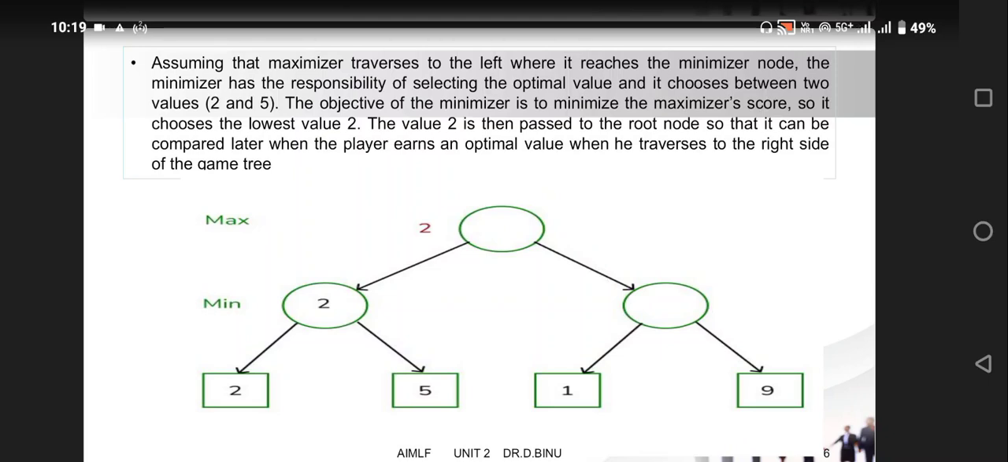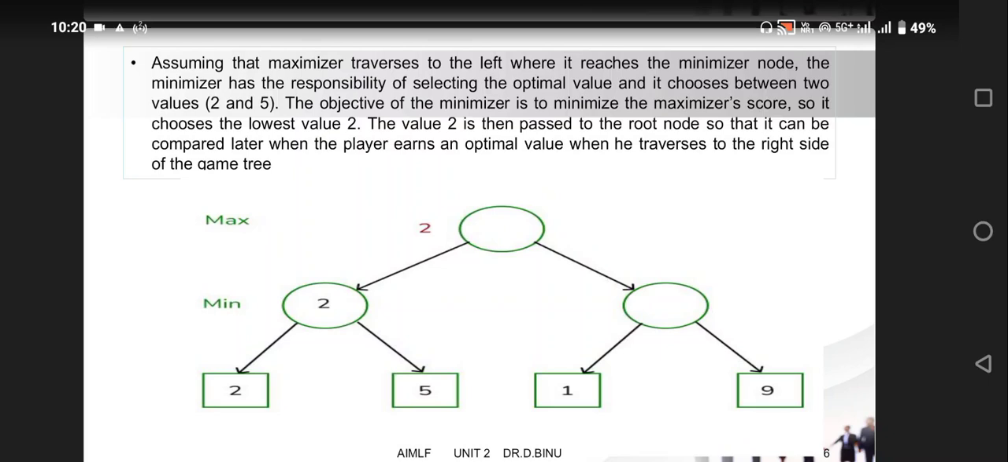For example, here the leaf nodes are represented as 2, 5, 1, 9. We have to start from the left. The first circles, the ones which are closer to the root node, are represented as min. The above layer is considered as max. First, we have to choose the minimum value among 2, 5. We already know the minimum of 2, 5 is 2. So, we have to put the value 2 in the circle which is on the left side of the minimum position. Then we represent the value 2 in the max position.